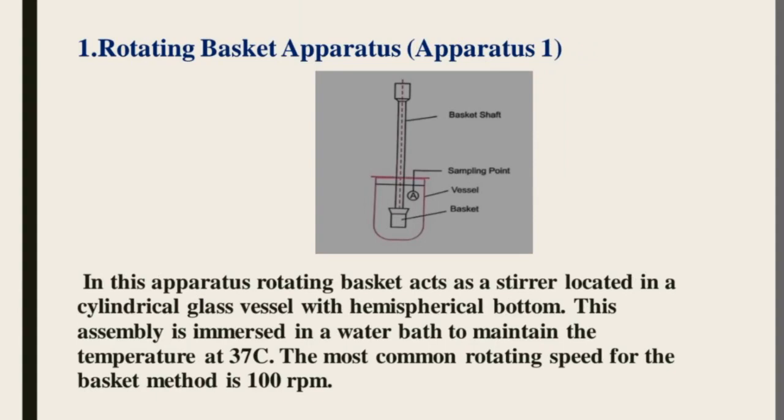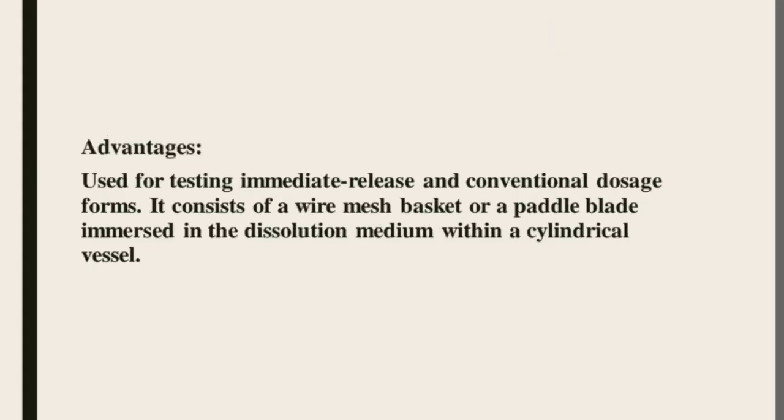First, rotating basket apparatus. In this apparatus, the rotating basket acts as a stirrer located in a cylindrical glass vessel with a hemispherical bottom. This assembly is immersed in a water bath to maintain the temperature at 37 degrees Celsius. The most common rotating speed for the basket method is 100 rpm. The advantage of this method is that it is used for testing immediate release and conventional dosage forms. It consists of a wire mesh basket or a paddle blade immersed in the dissolution medium within a cylindrical vessel.